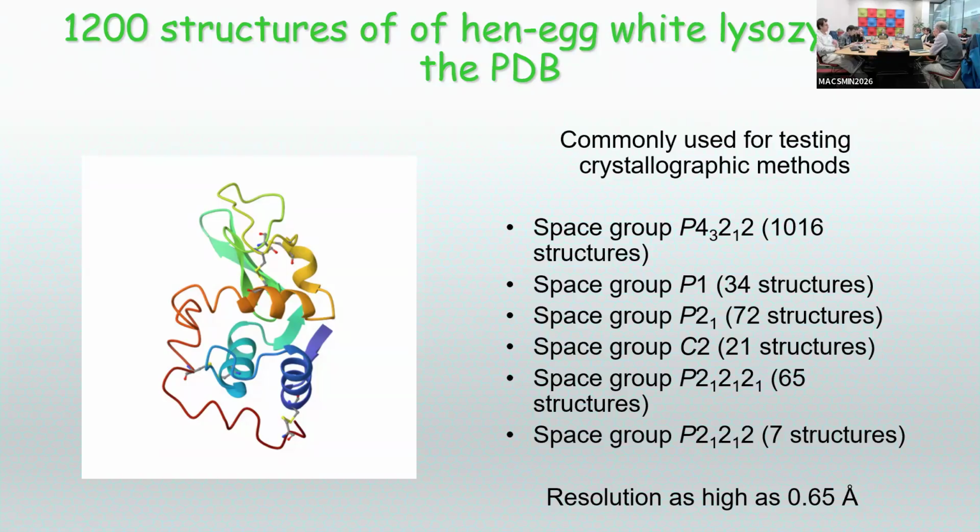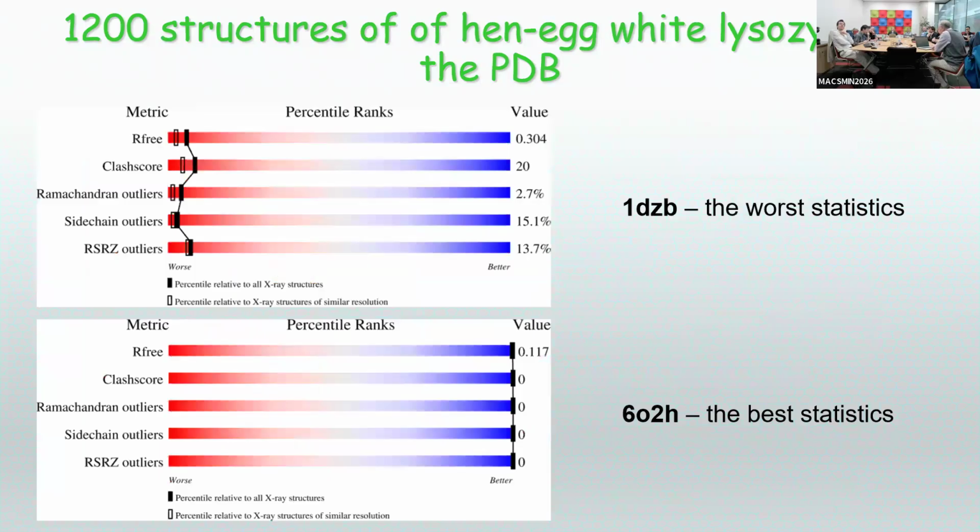There are structures in different space groups. There are structures which are atomic, truly atomic resolution of 0.65 angstrom. So why do we need 1,200 of them? And is it a plus or a minus to have that many? So we started looking at them.